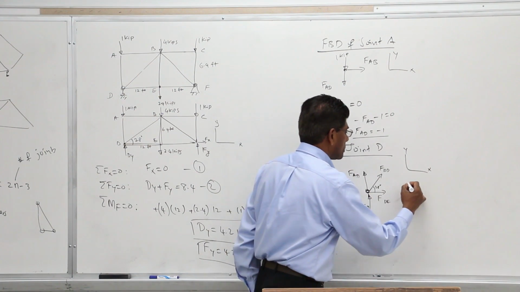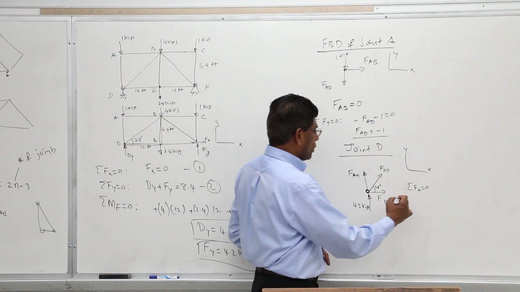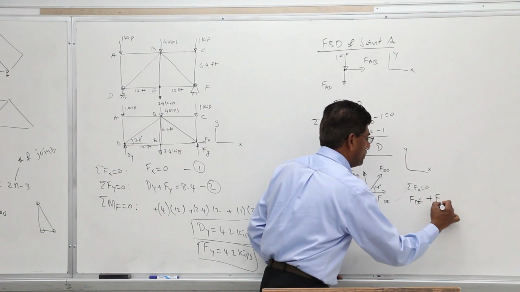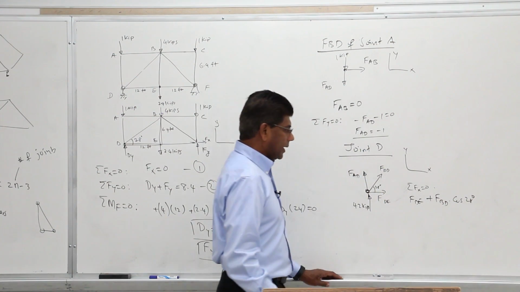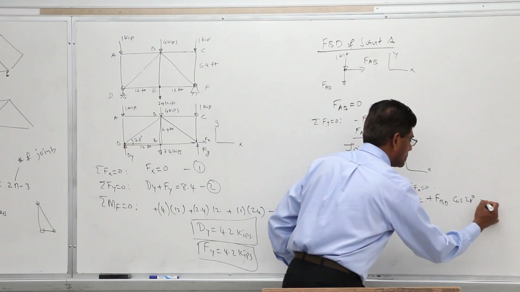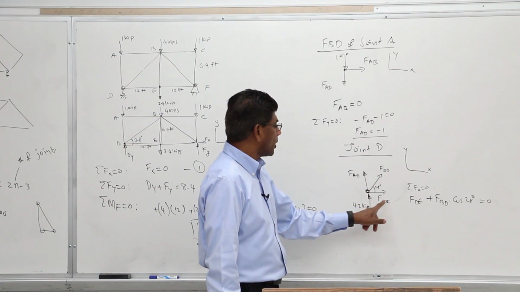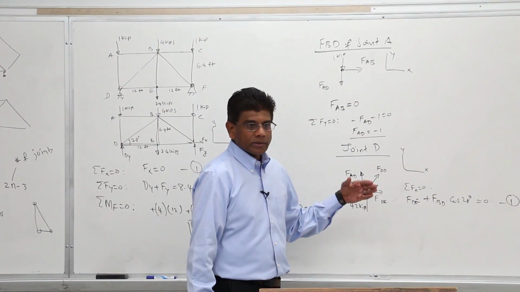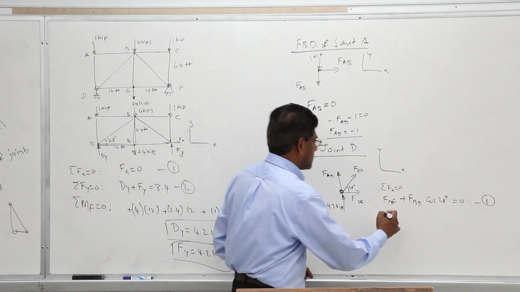So all I am going to do is somehow the forces along x direction should be equal to 0. So that would be F_DE plus F_BD cosine 28 degrees. Any other x component? Nope. Equal to 0. Realize I do not know F_BD and I do not know F_DE, so there is an equation with two unknowns. Can't do anything.